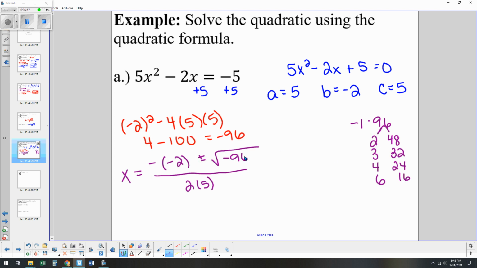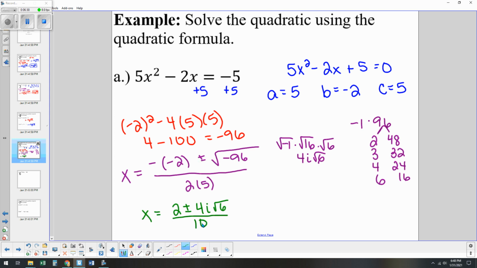So this negative 96 is really negative 1 times 16 times 6. The square root of 16 is 4, and the square root of negative 1 is i. So this is 4i root 6, and that's what's going to be replaced there. In my next step, if I'm simplifying, I get positive 2 plus or minus 4i square root of 6 all over 10.